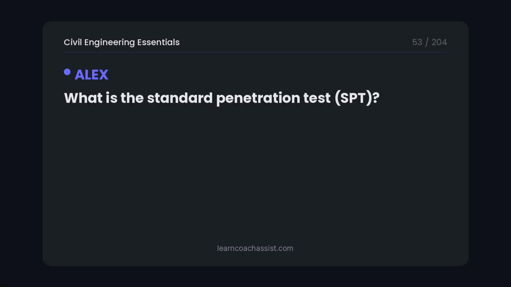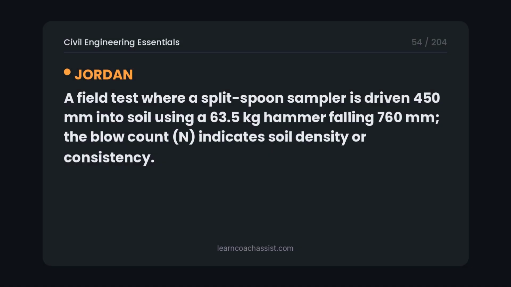What is the standard penetration test, SPT? A field test where a split-spoon sampler is driven 450 mm into soil using a 63.5 kilogram hammer falling 760 mm. The blow count, N, indicates soil density or consistency.